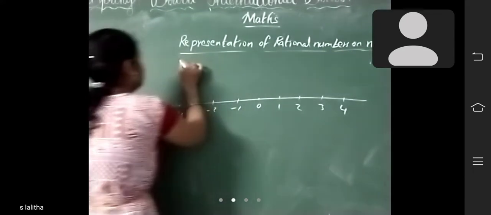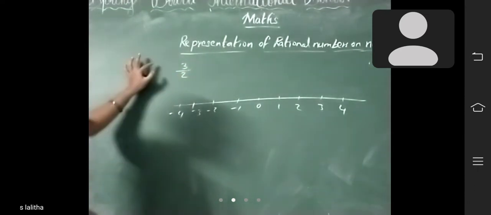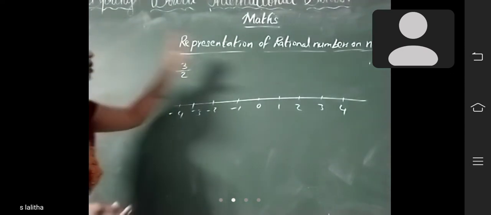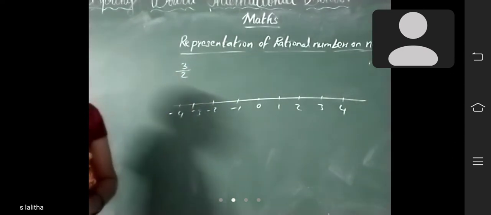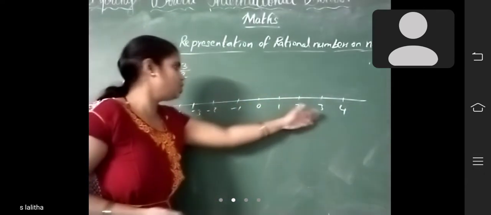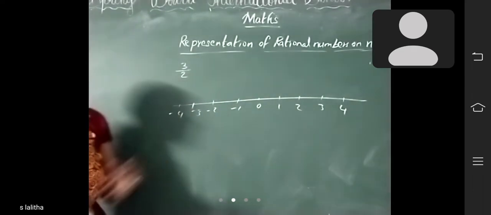So first, 3 by 2. Is 3 by 2 a rational number or not? Yes, it is a rational number. Then how do we represent it on this number line? Here only integers are there. This is the positive side, this is the negative side. How do we represent 3 by 2 on this number line?